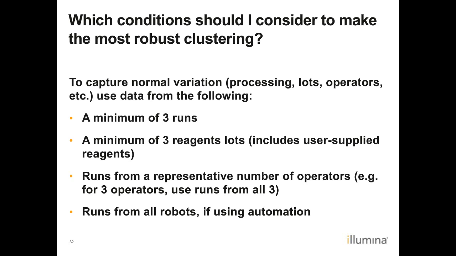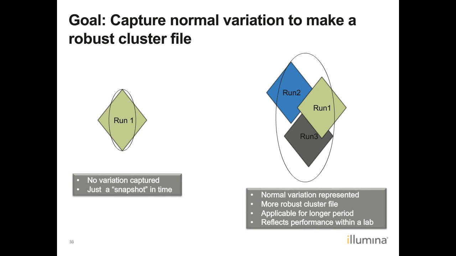If you're only using one of those runs, instead of trying to capture the variations, you can see that the establishment of a cluster position in run 1, and if you run runs 2 and 3 afterwards, you might miss or lose some of the representation. So again, the idea here is to capture normal variation in your laboratories to make a robust cluster file.